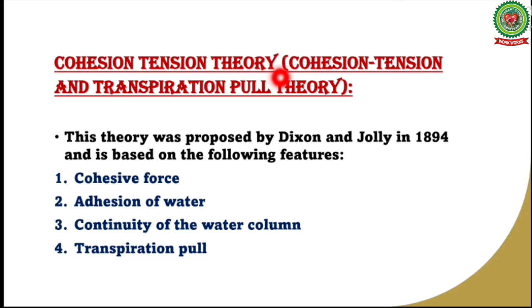Cohesion tension theory, also called the cohesion tension and transpiration pull theory. This theory was proposed by Dixon and Joly in 1894 and is based on the following features. First, cohesive force. Second, adhesion of water. Third, continuity of the water column. And fourth, transpiration pull.